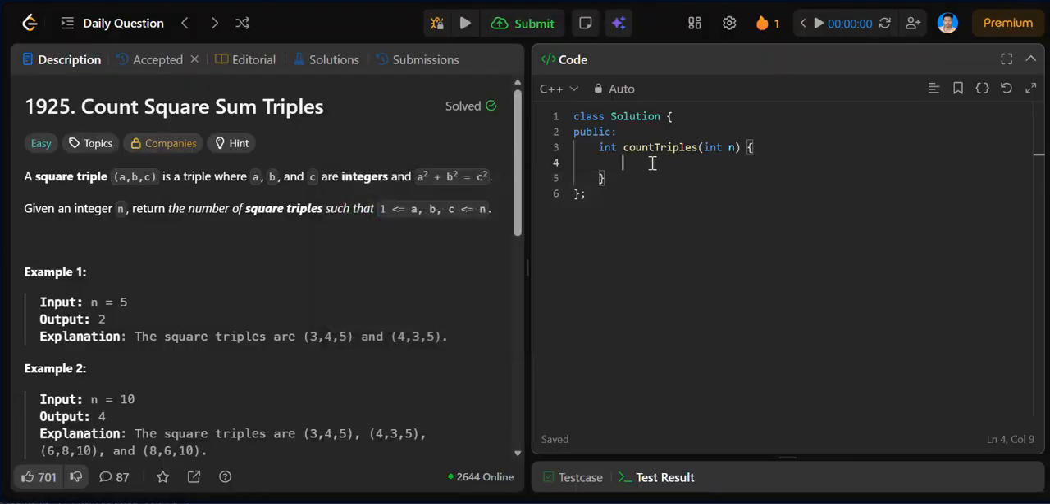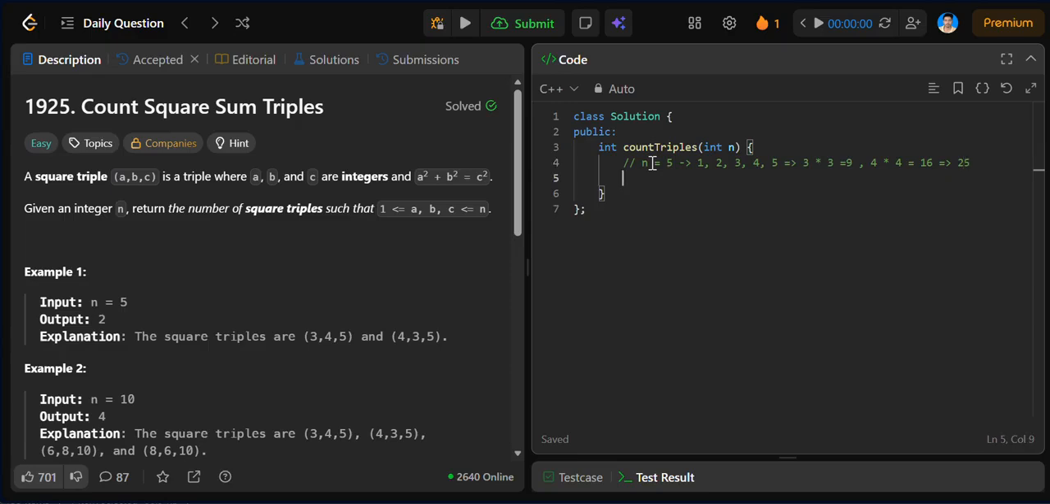Starting from here, first one is n equal to 5. So in that we have 1, 2, 3, 4 and 5, right? First we have to find 3 into 3 is equal to 9, and 4 into 4 is equal to 16. Now in that, 3 into 3 is 9, plus 16 is equal to 25.